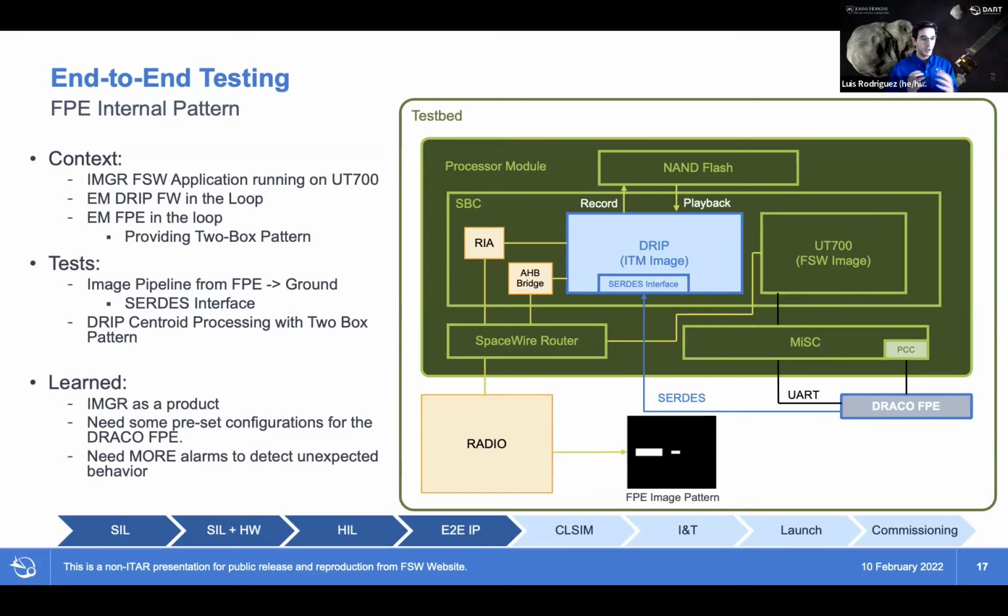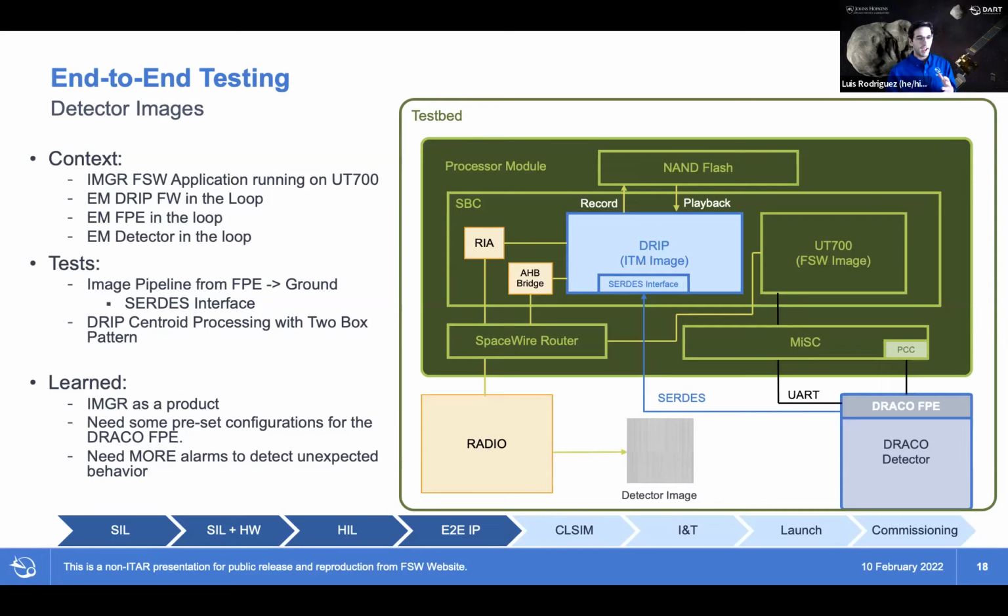And it really gets exciting when you go to the next slide and we take a look at, first, we replace the DRACO internal FPE generator, right, that pattern, with the DRACO detector, and you get that first image through. At this point, as a flight software developer, it's just an exciting part of the process, right? To be able to see how your application configured all these different components and made this pipeline happen in one way or another.